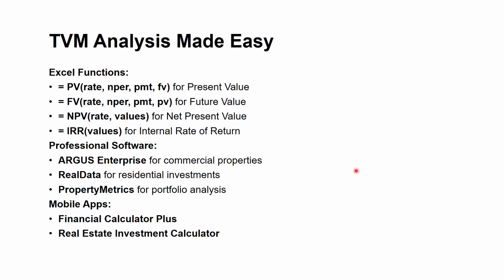Then moving on to how we can use technology for better TVM analysis. Modern technology makes TVM analysis accessible to everyone. Excel has built-in functions for all major calculations. So, use =PV for present value, =FV for future value, =NPV for net present value, and IRR for internal rate of return calculation. We can use these calculations in Excel, which makes our process much easier in comparison to the formulas we saw. Instead of going for trial and error, we can use Excel for our calculations.